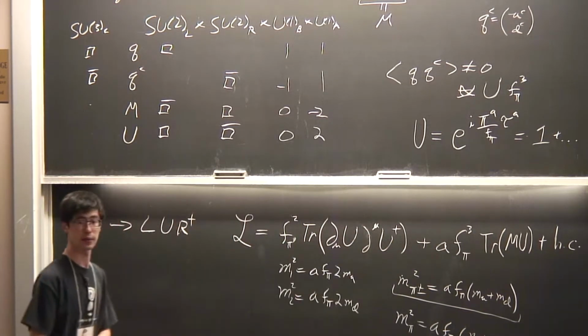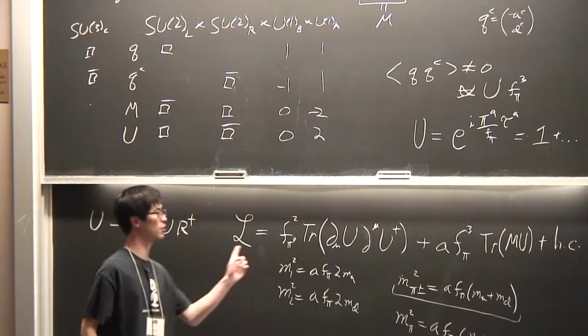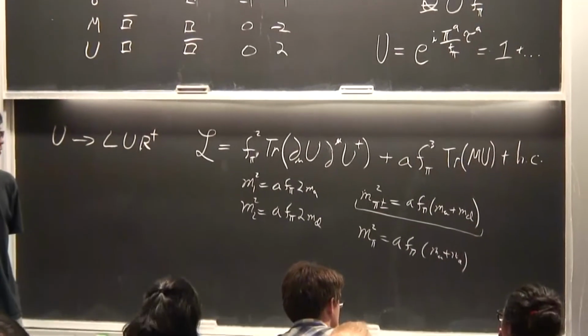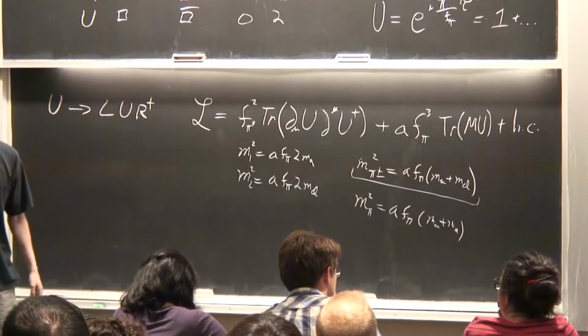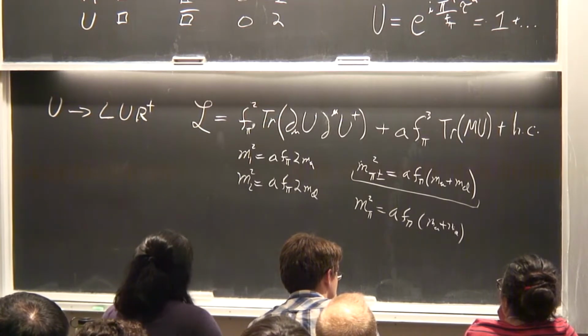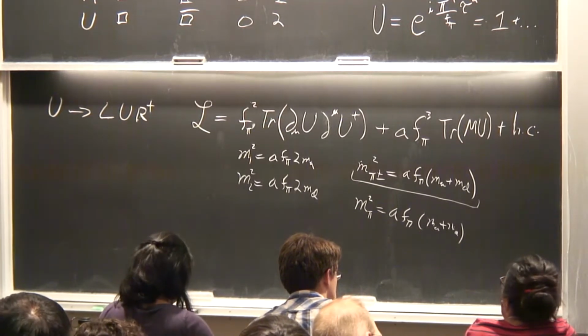I'm sorry, did I miss where you defined A? It's just some proportionality constant. Since I'm just doing an effective field theory, I don't know what the absolute magnitudes of stuff are. And so it's just some constant that I'm going to set by matching with data.